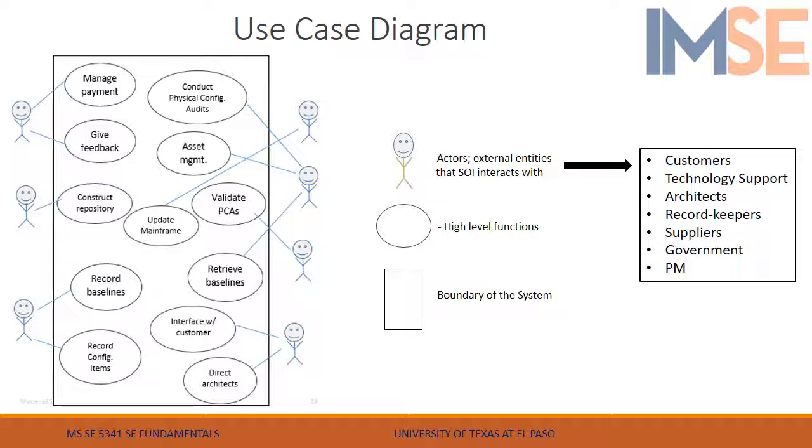Within our CM system, we have identified a series of actors or external entities, such as your customers, your architects, government, and much more. The bubbles within the rectangle, which is the boundary of the system, are the high-level functions that we have identified for our CM system. You will see that there are different actors that can interact with one or more of the high-level functions.